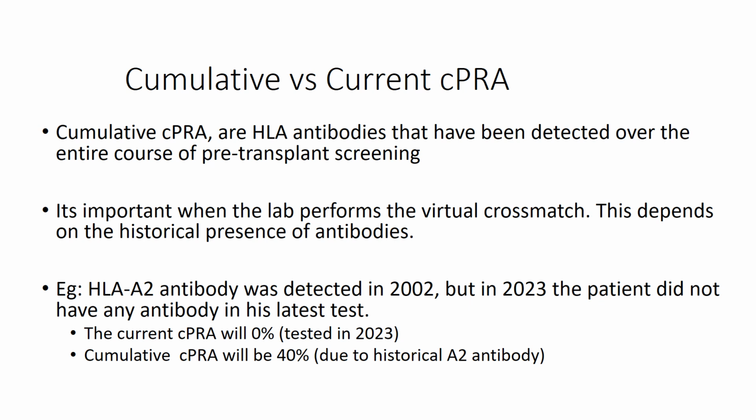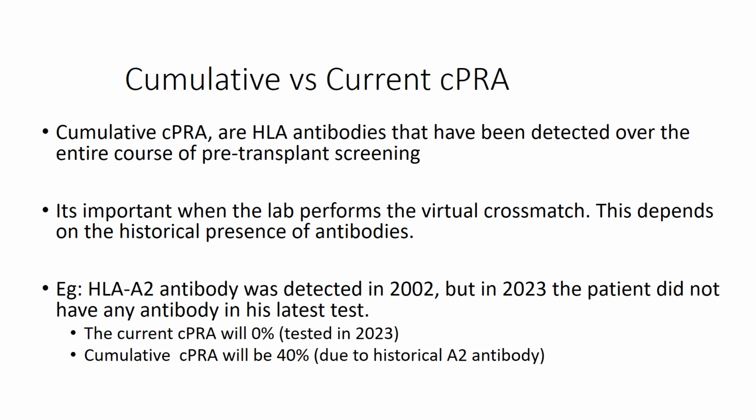Now let's talk about the cumulative and the current CPRA. So every time a patient has been exposed to a sensitizing event and forms new antibodies, these new antibodies will be cumulatively added to the previous ones. And these are HLA antibodies that have been detected over the entire course of the pre-transplant screening. So for example, if a patient got listed in 2010 and then in 2011 they develop antibodies, then these antibodies are added. Say in 2015 new antibodies are developed, then these new antibodies get added to the previous ones, and so on and so on. So it's actually cumulative.